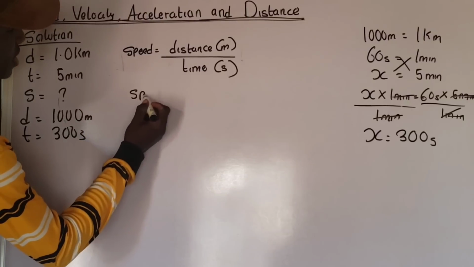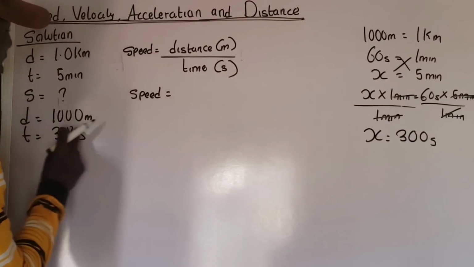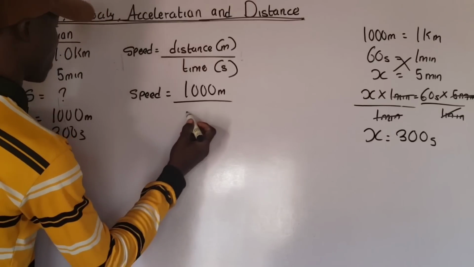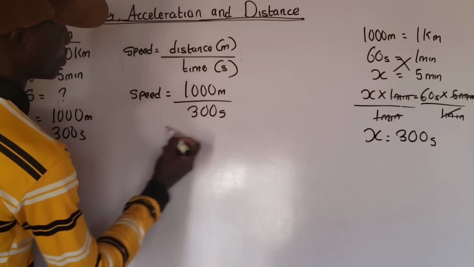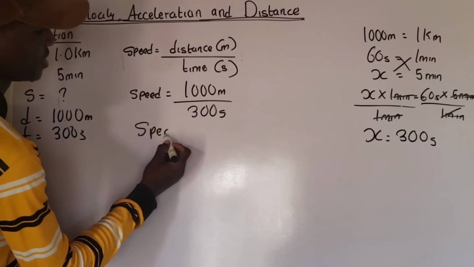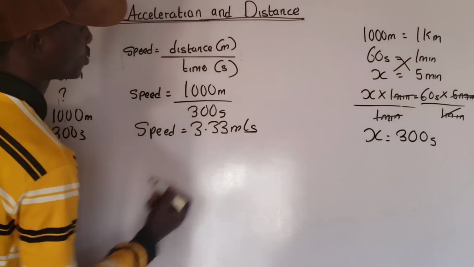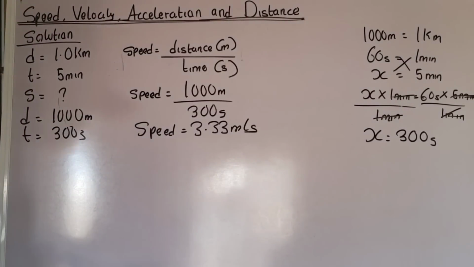Now, the speed can be calculated as distance, which is 1000 meters, all over 300 seconds. So speed equals 3.33 meters per second. So that is the solution to that question.